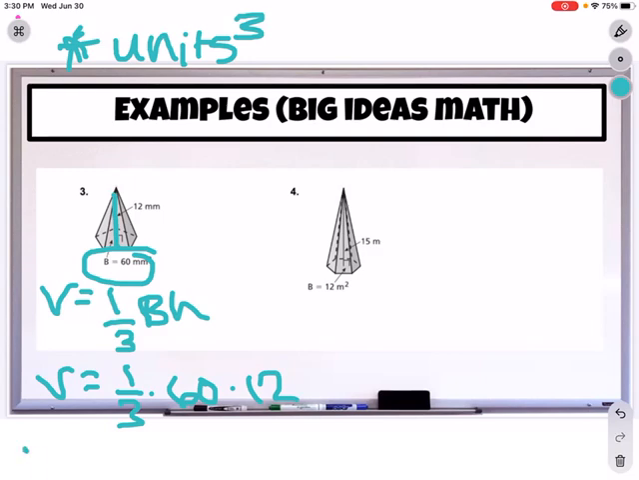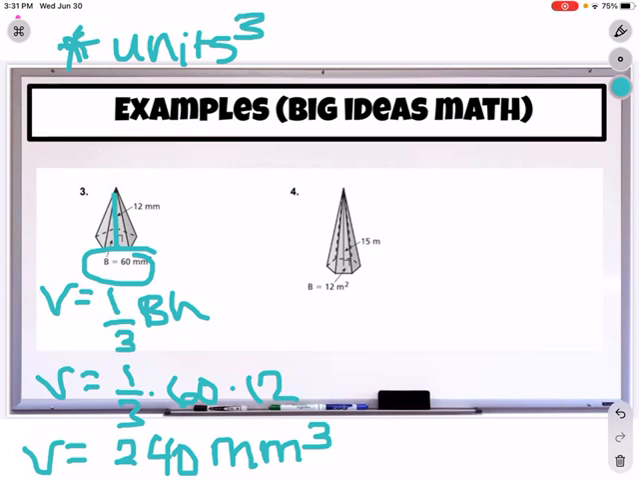And mine is volume equals 240 millimeters cubed. Make sense? Okay. Now we are going to move on to our last example of the day.